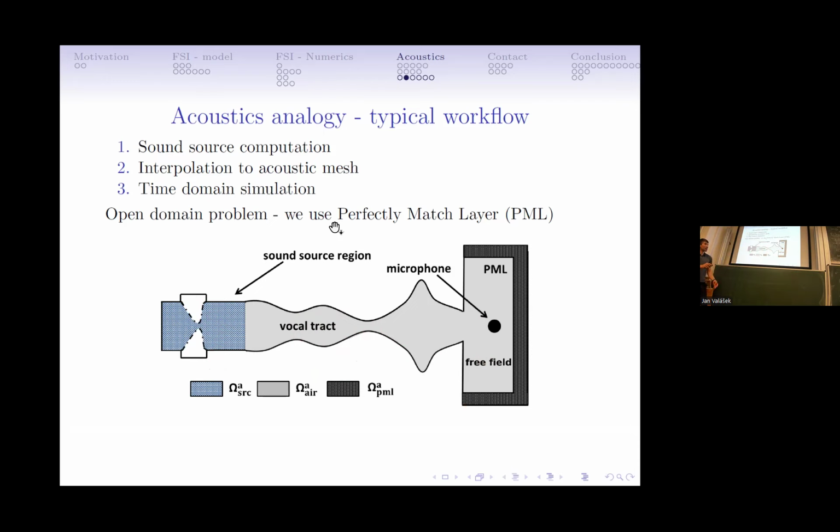And because outside of the mouth there should be an open boundary, and the waves should go out of it, this is also quite tricky to simulate numerically. In this case, I use a perfectly matched layer, which allows the waves to really go out without any reflection from this boundary.